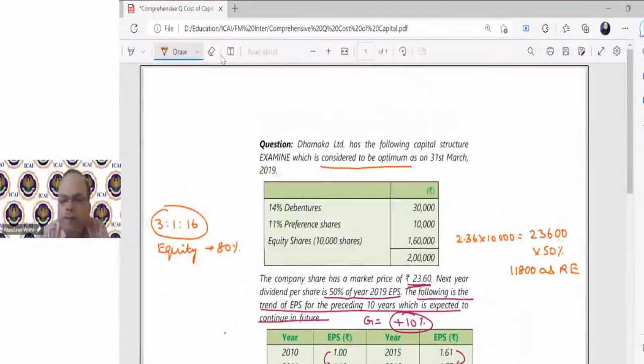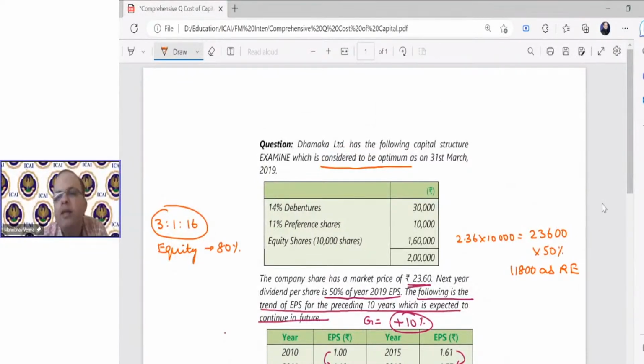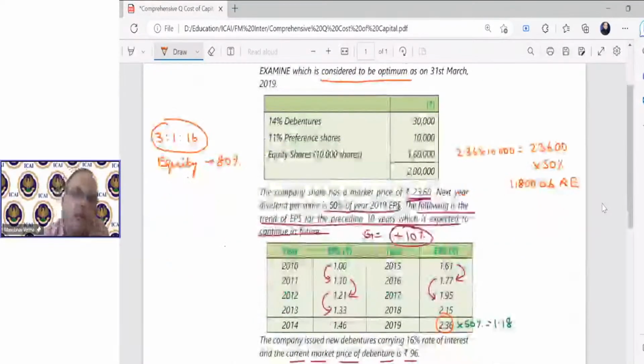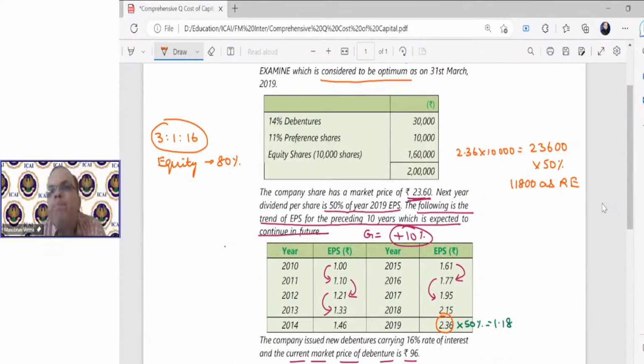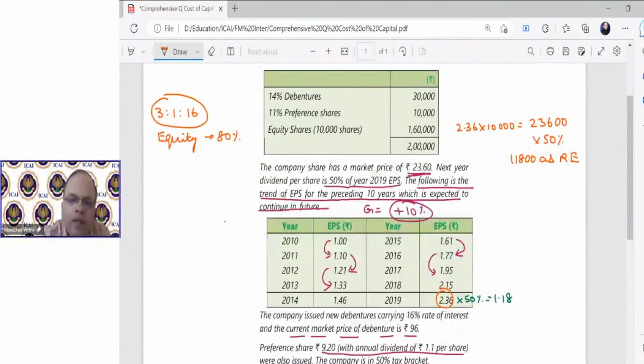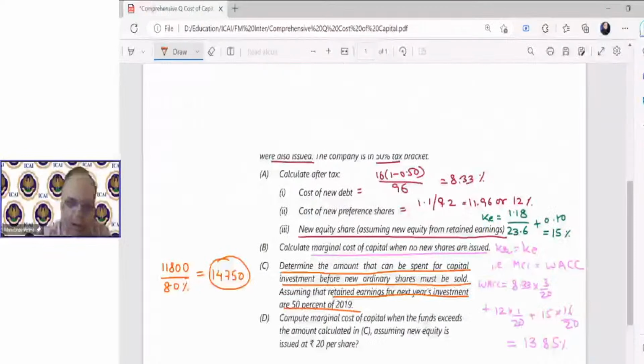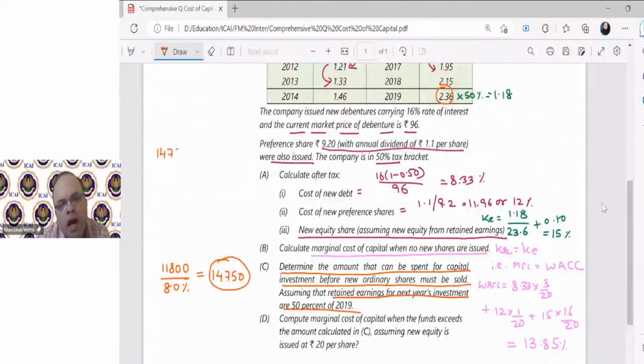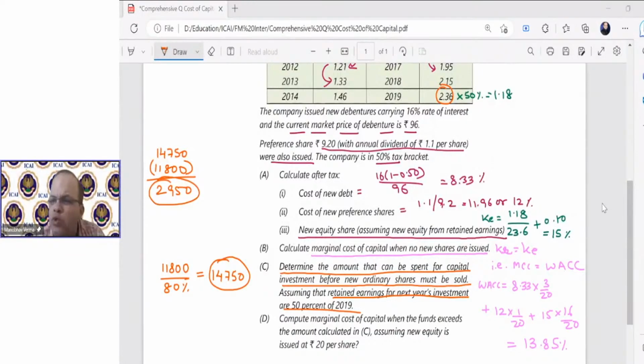Year 2019 or whatever the year is, 2.36 into 10,000 is 23,600. 50% is 11,800. Now that only forms 16 upon 20, that is 80% of the total investment that can be spent. Now you can easily say that 14,750 is total investment. Out of that, I've told you 11,800 is coming from the retained earnings. Where will the balance 2950 come from?